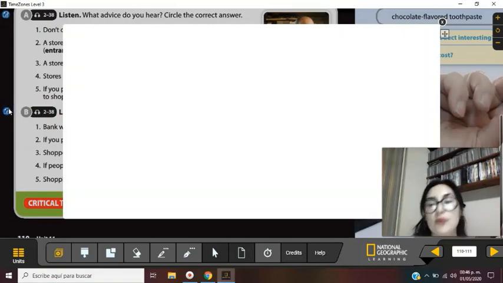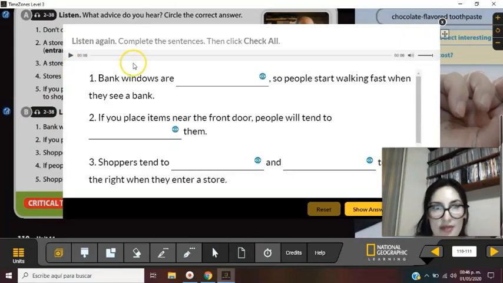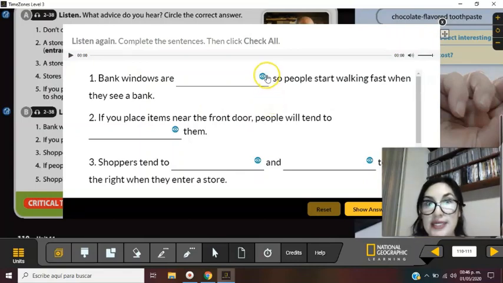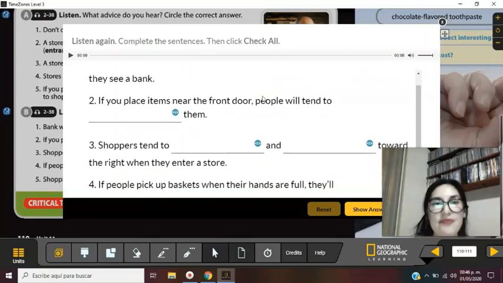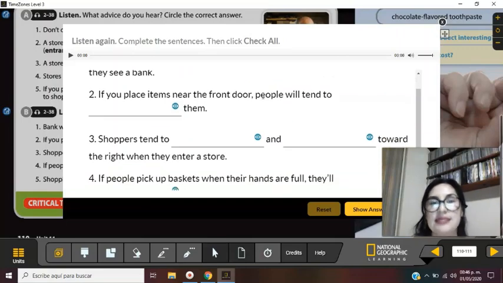It says we are going to complete it. Okay, so one, bank windows are, so people start walking fast when they see a bank. Boring. If you place items near the front door, people will tend to what? Ignore them. Shoppers tend to walk to the right when they enter a store.